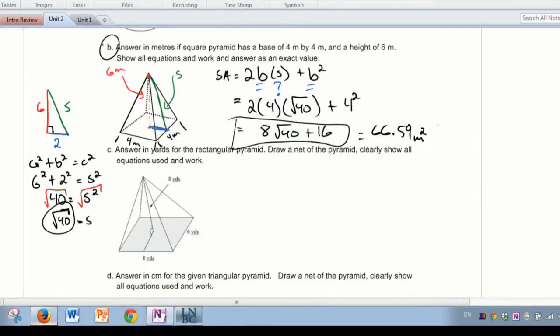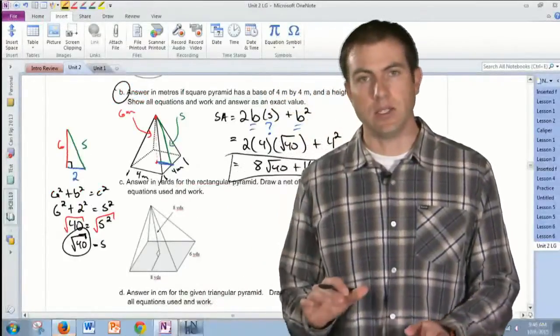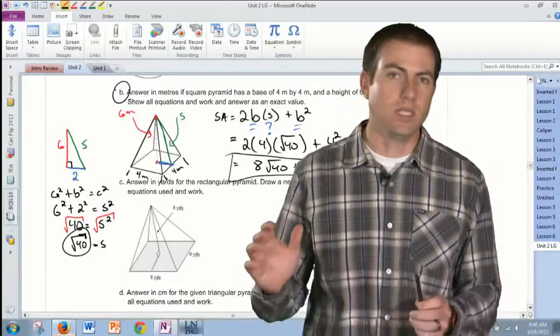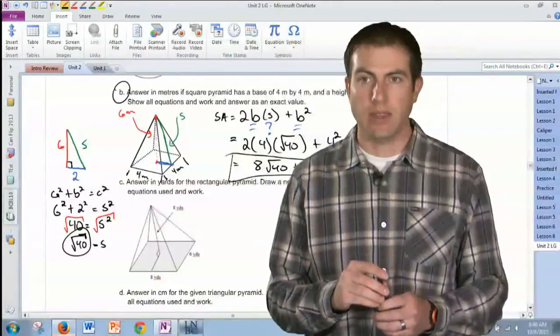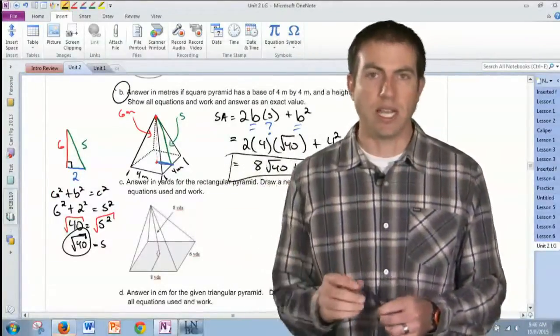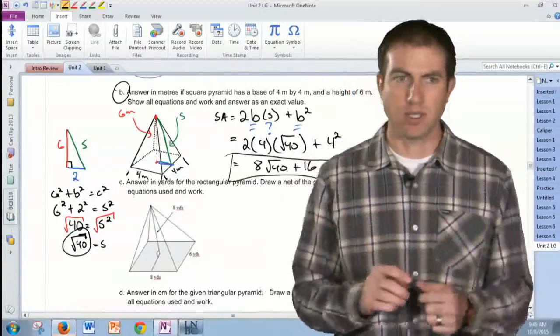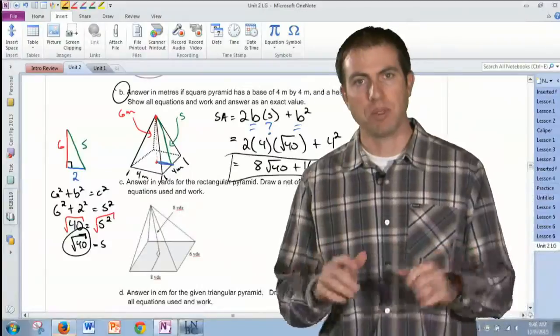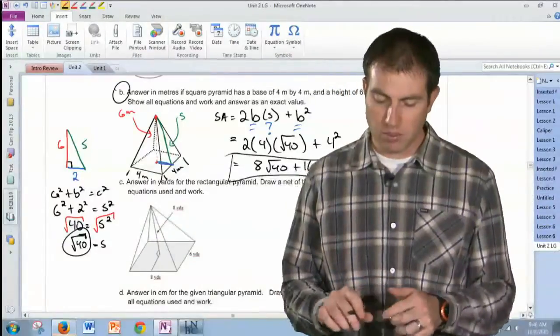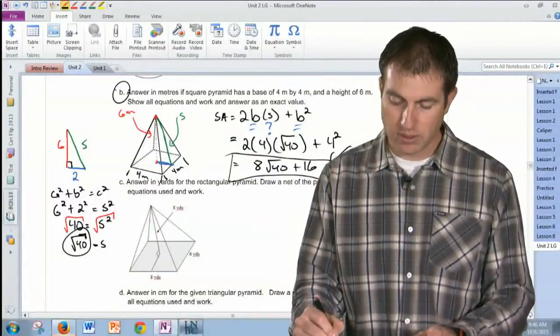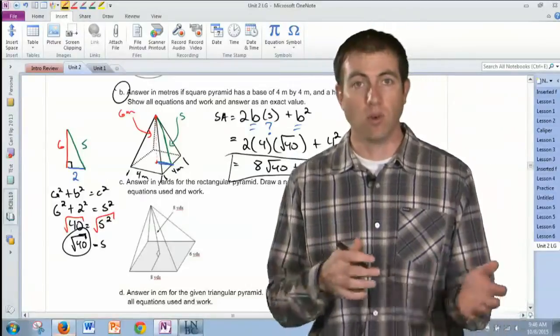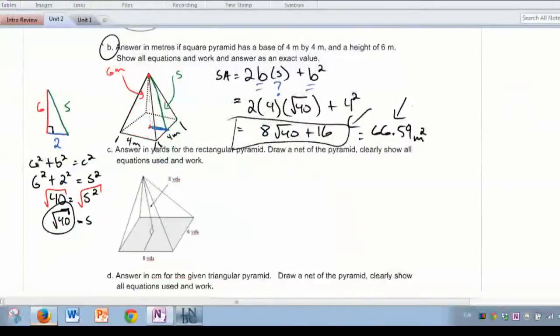So if you got that far, Savannah, that's great. Don't get caught up in the exact value, because we'll deal with that a little bit later, and then we'll worry about exact values in unit number 1, which is what we're doing after unit number 2, kind of backwards. So yeah, don't get caught up in the exact value for now. If you ended up with either that or that, either the decimal or the radical there, that's perfectly fine.